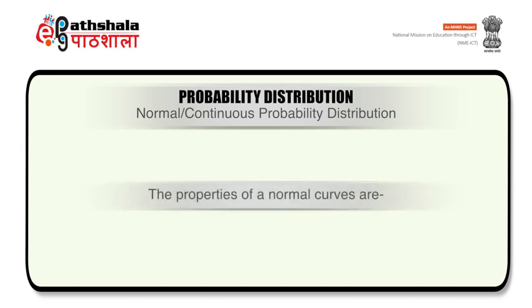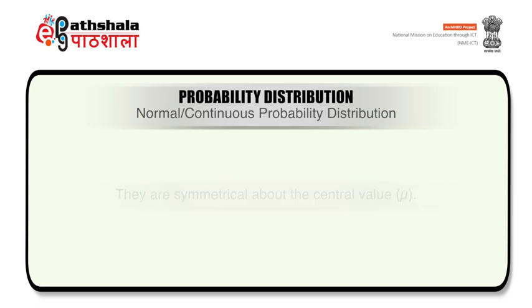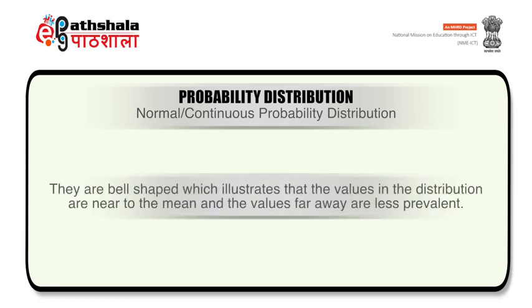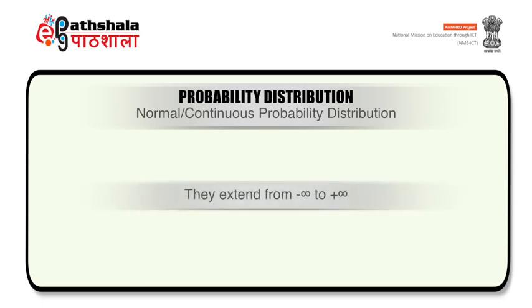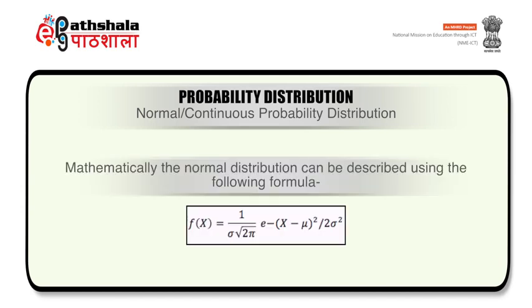The properties of normal curves are: first, they are symmetrical about the central value. Second, they are bell shaped, which illustrates that most values in the distribution are near the mean and few values are far away from it. Thirdly, they extend from minus infinity to plus infinity. Fourthly, the mean, median and mode are numerically equal. Mathematically, the normal distribution can be described using the following formula that you are seeing on your screen.